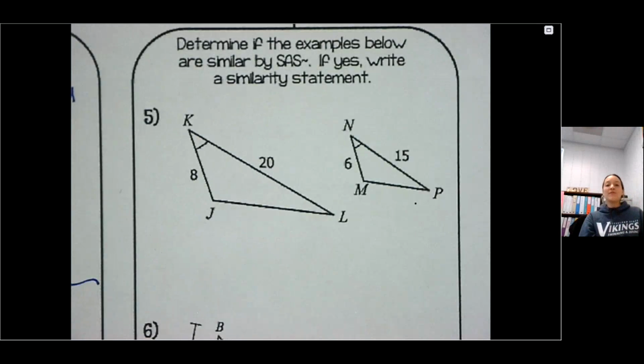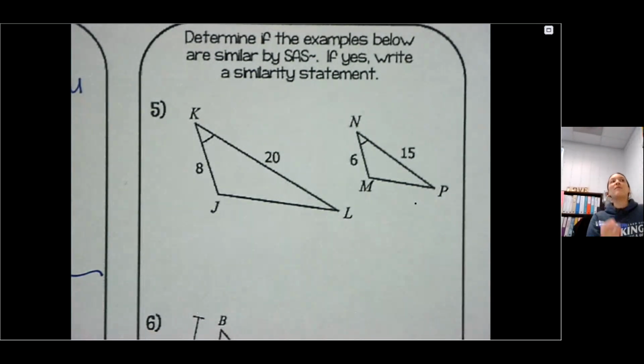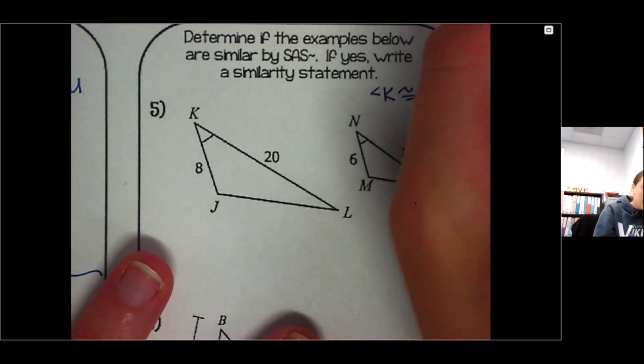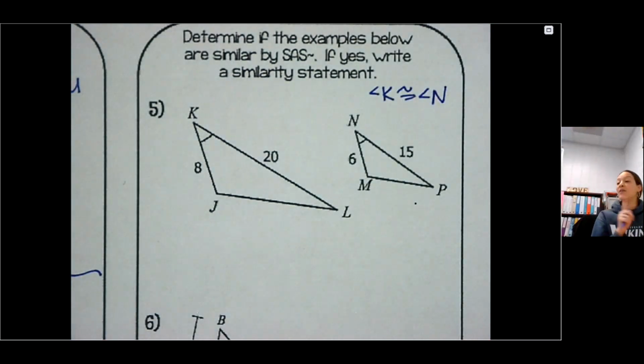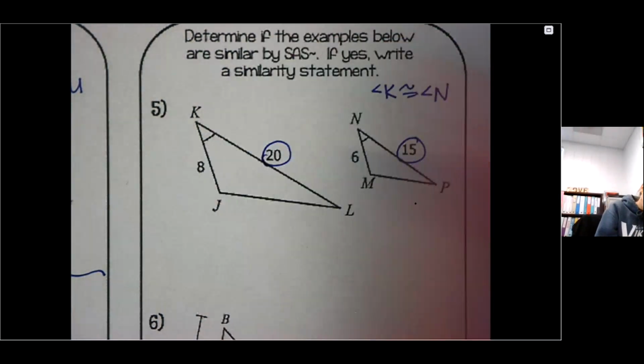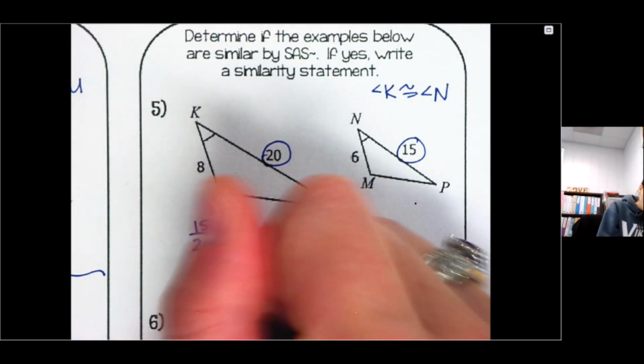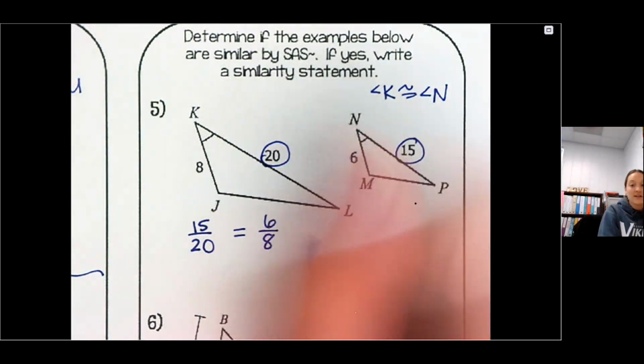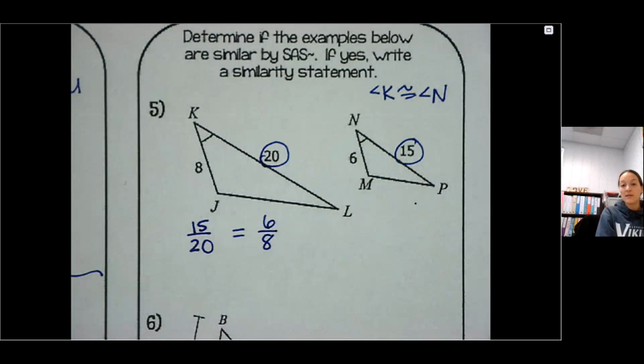Okay. So for number 5, first thing you have to check is if they have 1 angle marked as congruent. Do they have an angle marked as congruent? Yes. Which one? Okay. K and N. All right. So you've got your angle marked as the same. Now you got to check the fractions. What is one of your fractions for the sides? 15 over 20. What's your other fraction? 6 over 8. Okay, put them in your calculator. Tell me if they're the same or not.